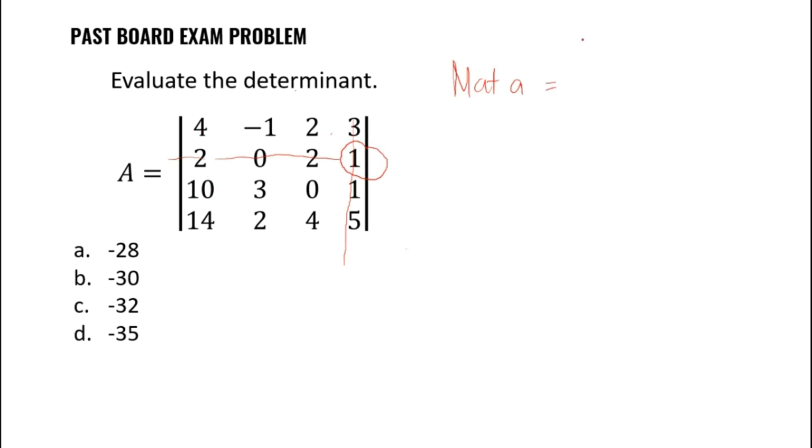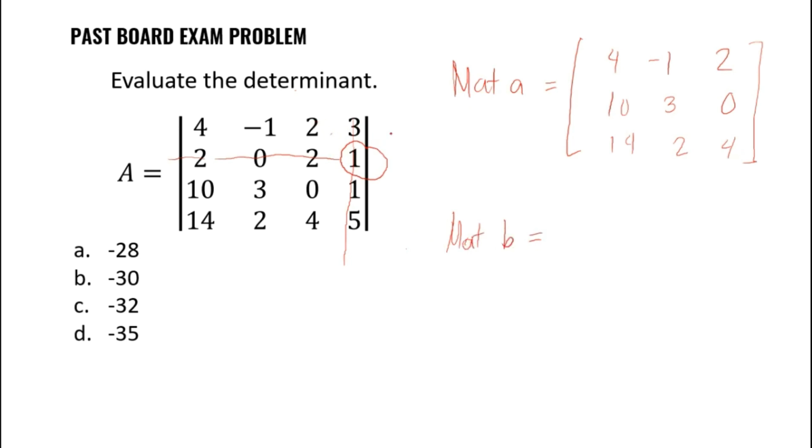So we have here 4. So negative 1, 2. We have here 10, 3, 0. And we have here 14, 2, and 4. So i-save natin siya guys. Then matrix B is we have here. So yung matrix B natin guys is itong 3 by 1.